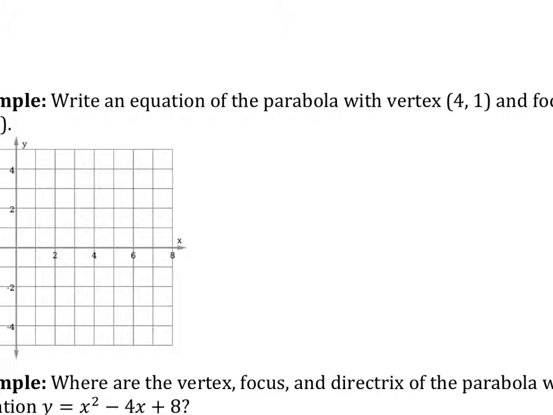Draw those two dots, vertex and focus, and label V and F. The next thing you're going to do is draw where you think the parabola is going to turn.